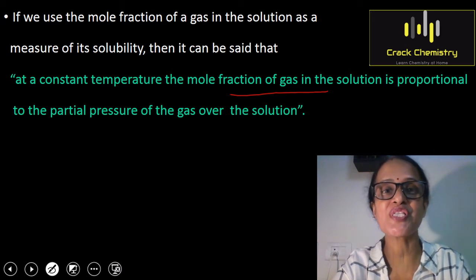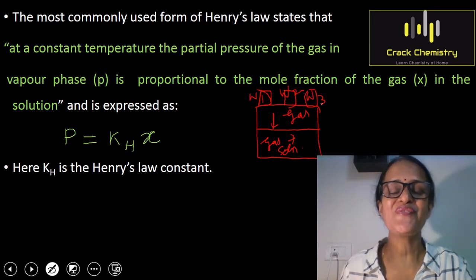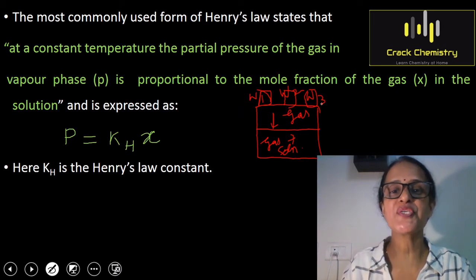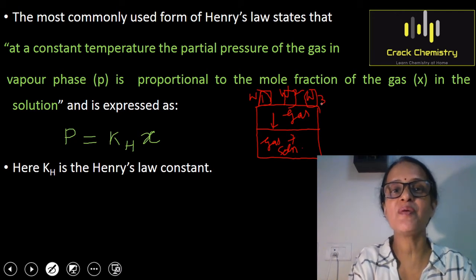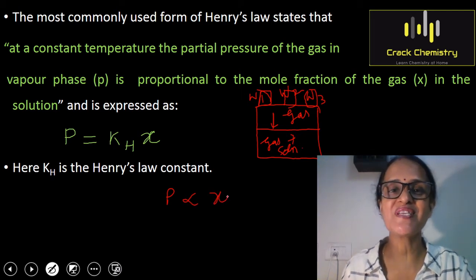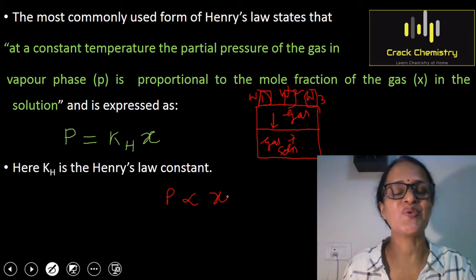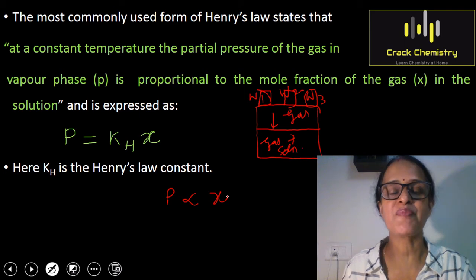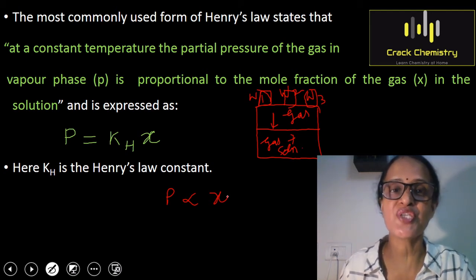Now students, I am going to explain the most common way of expressing Henry's law. The most common way of expressing Henry's law is that the partial pressure of the gas present above the surface of the liquid is directly proportional to the mole fraction of the gas present in the solution at a given temperature. So it's clear with the help of this statement that the partial pressure of the gas which is present above the surface of the liquid is directly proportional to the mole fraction of the gas which is present in the solution at a constant temperature.